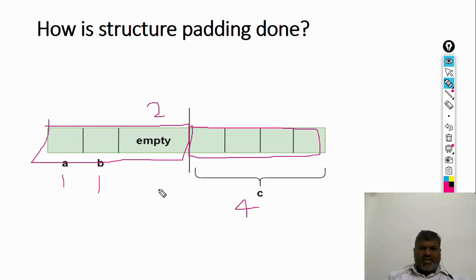Totally how many bytes is it occupying? 8 bytes. Now in a 32-bit processor, the number of bytes the structure variable occupies is divisible by 4. It will be divisible by 4 in structure padding.